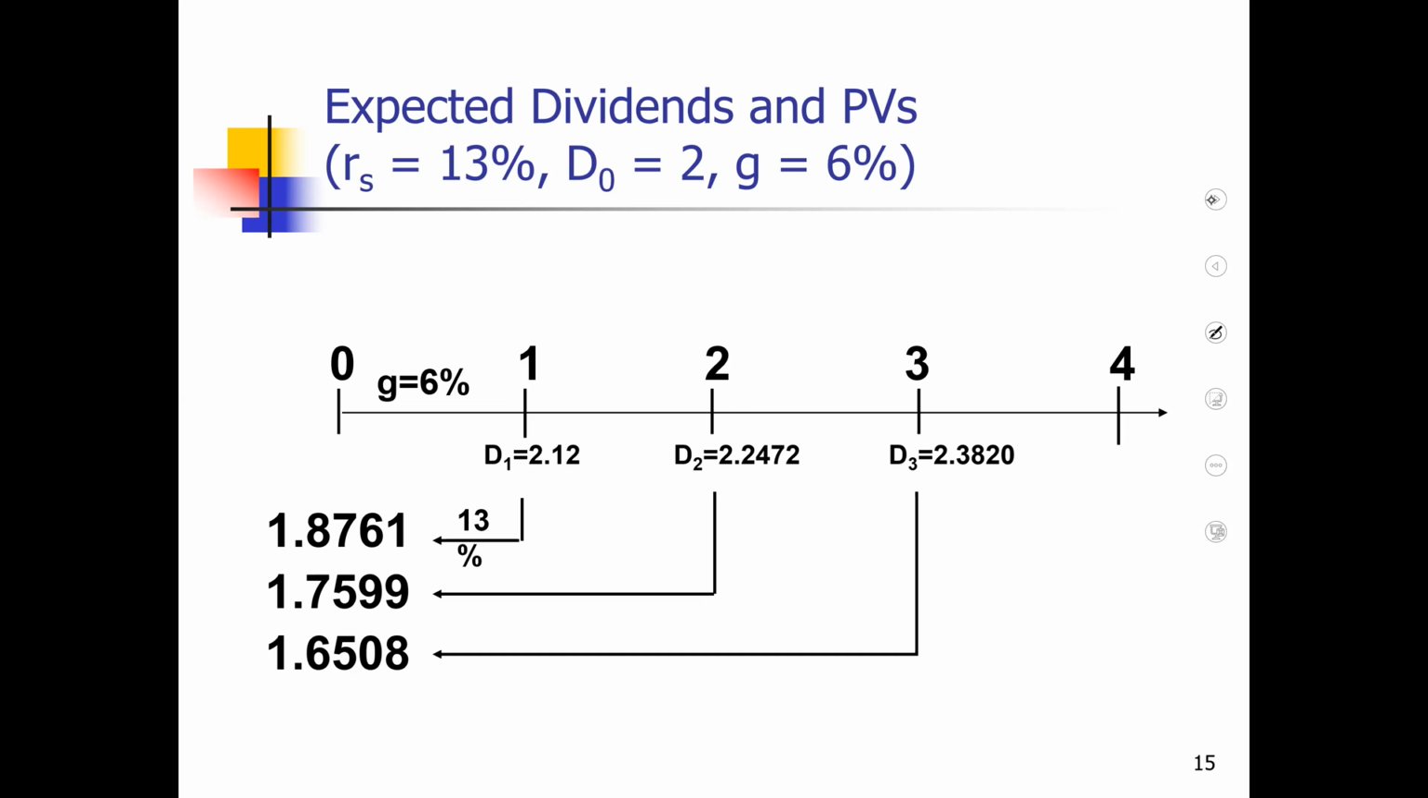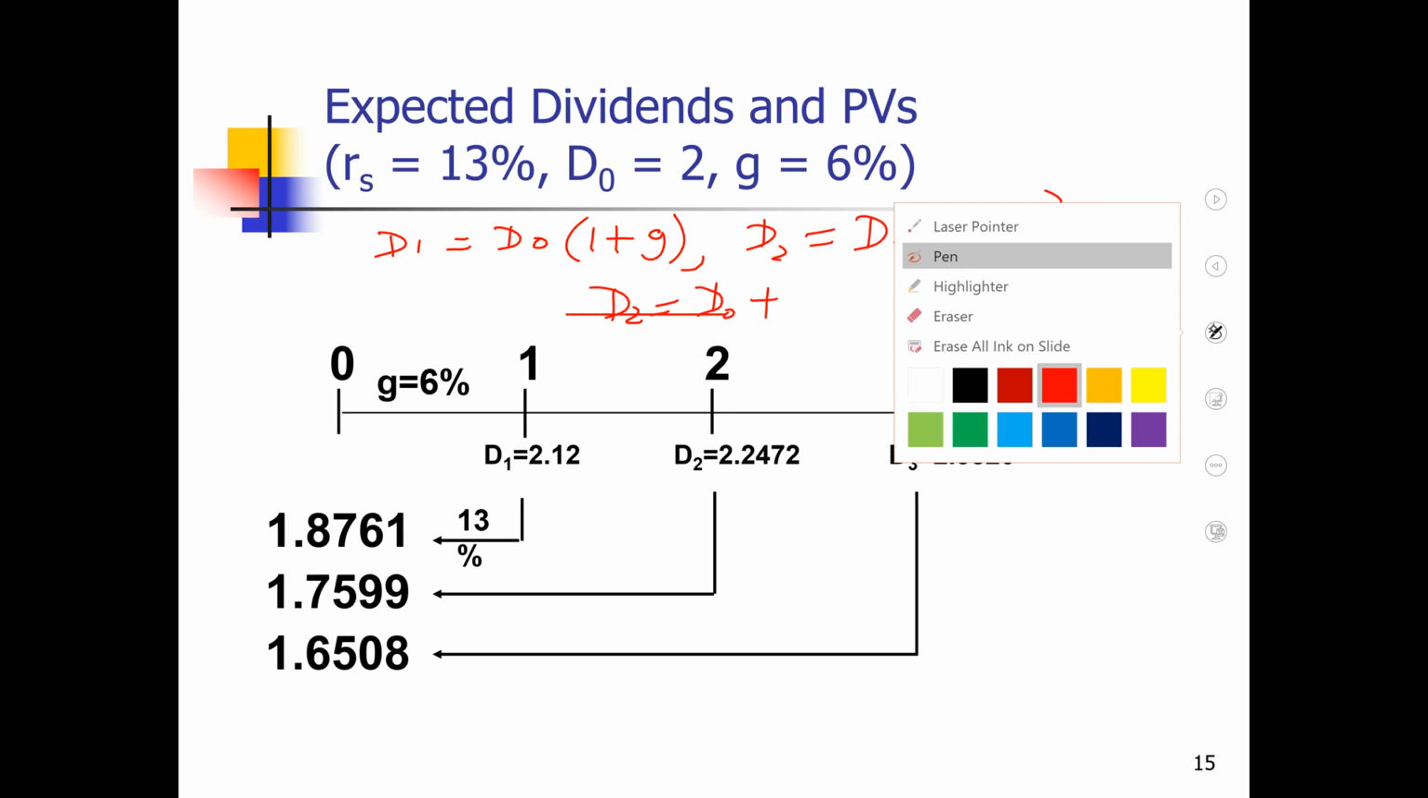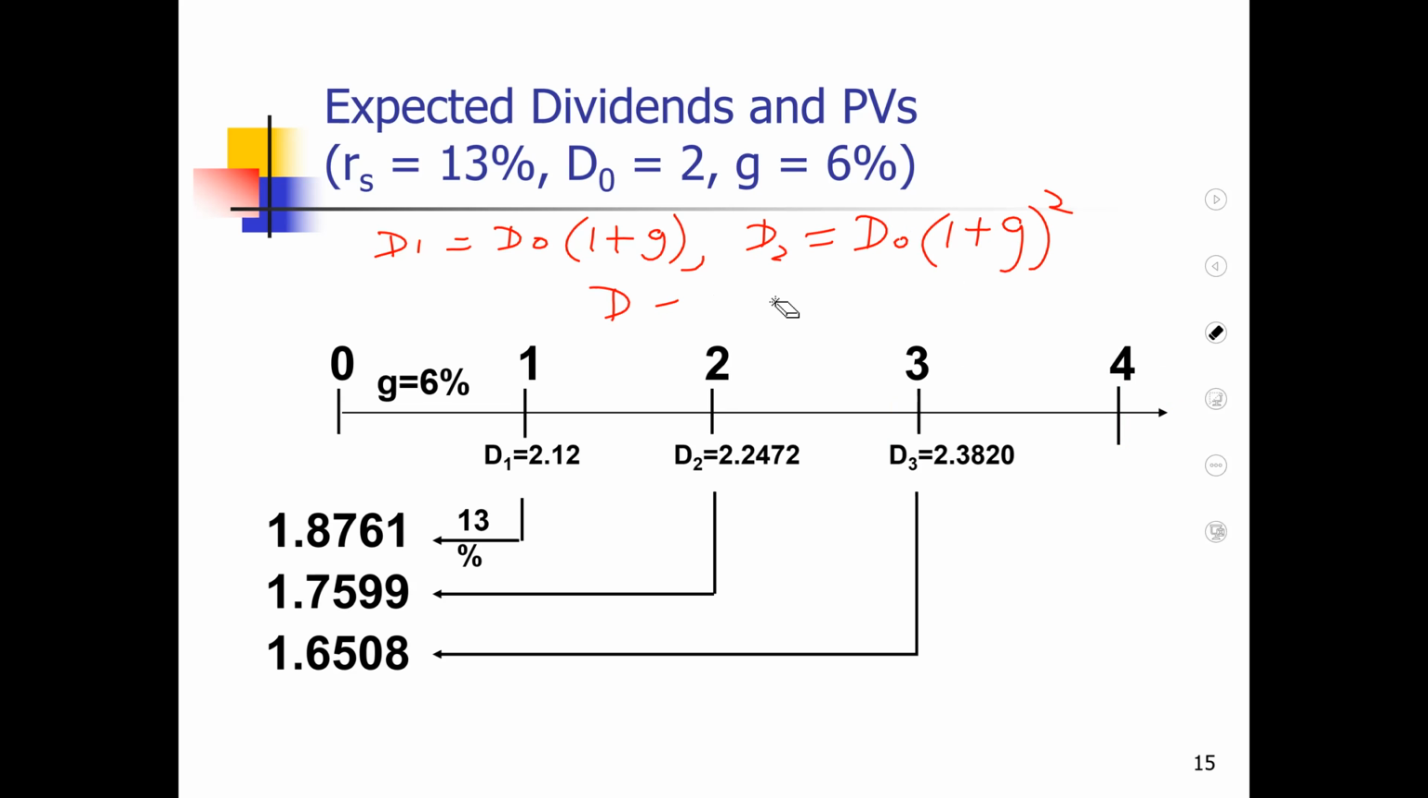I discussed those things, how to calculate D1 equals D0 (1 plus G). Then D2 equals D0 (1 plus G) power 2. You may remember that. Otherwise, D2 equals D0 (1 plus G) into (1 plus G). We discussed these things. Hope you may remember those things.